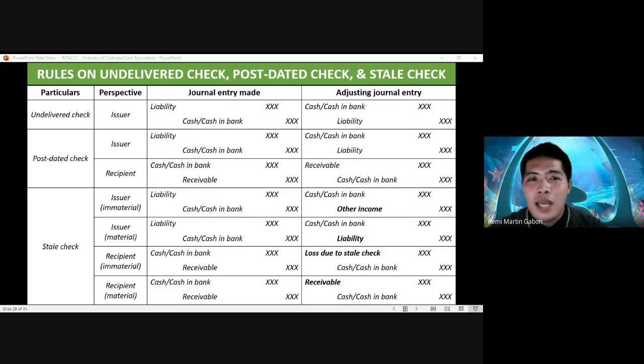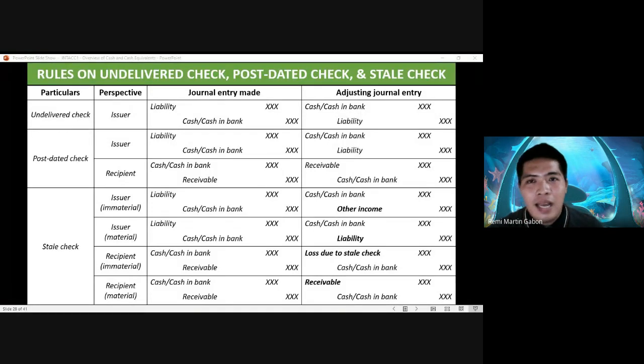So, pupunta na tayo kay recipient. So, walang problema kay recipient pag material yung assumption. Kasi nga, in one way or another, you are still expecting that the issuer of the check will pay you. So, expect that the recipient will still have the receivable. Okay? Unless if the amount is immaterial, talagang na-thank you yung sanang pambayad sa kanya, that's the time na magde-debit siya ng loss due to stale check. Okay, yung adjustment is to debit loss. On the part of the issuer, income siya kung immaterial, pero kay recipient, loss.